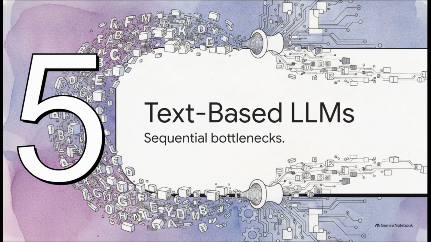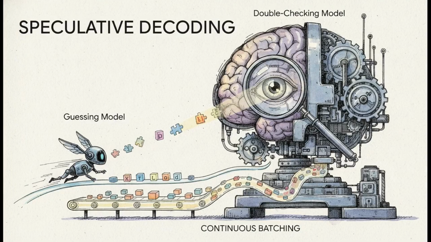Let's pivot slightly for part 5. What about text-based LLMs? We've talked a lot about video and images, but text models generate sequentially, word by word, introducing completely different bottlenecks. For LLMs, we rely super heavily on KV caching, which essentially remembers past context, so the AI doesn't have to reread the entire conversation for every single word. We shrink that massive footprint with KV cache quantization.